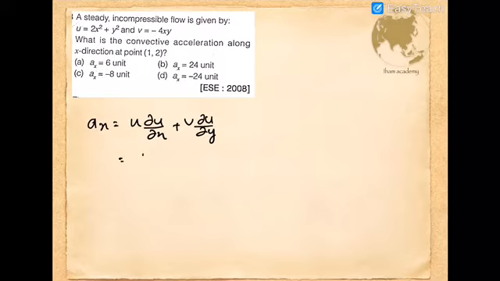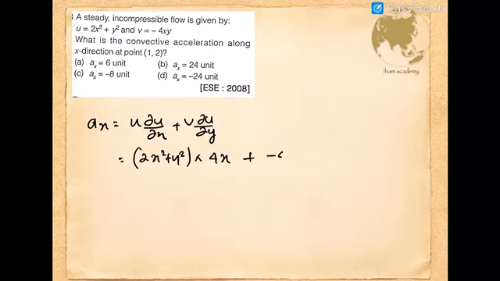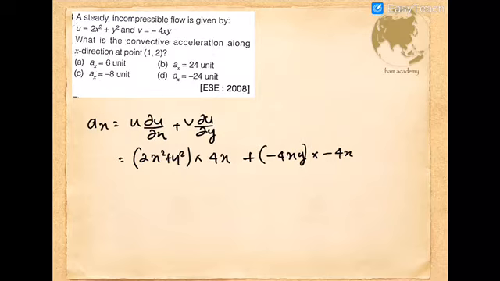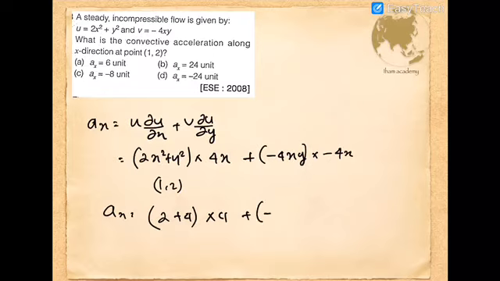So we can substitute the value 2x² plus y², that's going to be the u value, into ∂u/∂x, that is going to be 4x, plus v value is minus 4xy into ∂u/∂y, that is nothing but 4x itself. Substituting the corresponding values, we will get the acceleration ax is equal to 2 plus 4 into 4 plus minus 4.